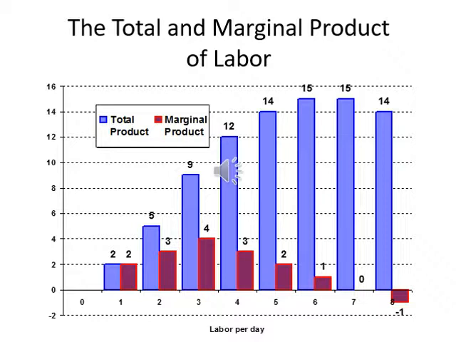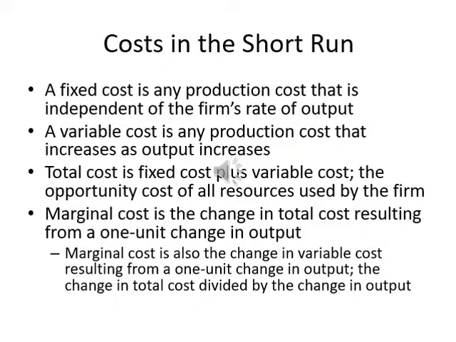Illustration of the total and marginal product of labor. Costs in the short run. A fixed cost is any production cost that is independent of the firm's rate of output. A variable cost is any production cost that increases as output increases.